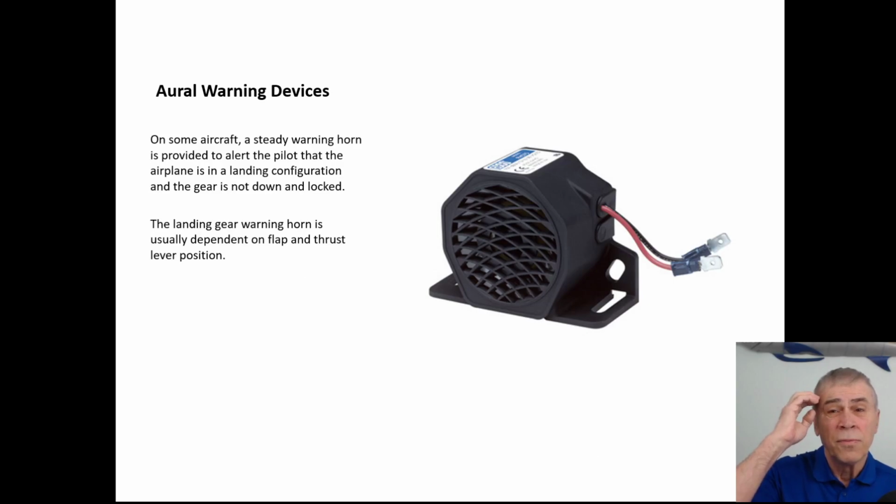All right, here's the horn. I said horn, I guess aural warning devices. A steady warning horn is provided to alert the pilot that the airplane is in a landing configuration and the gear is not down and locked. So you're doing something. You're extending the flaps, or you're pulling back on the throttle, but your landing gear isn't down. So it is dependent on the flap and the thrust lever position, or your throttle.